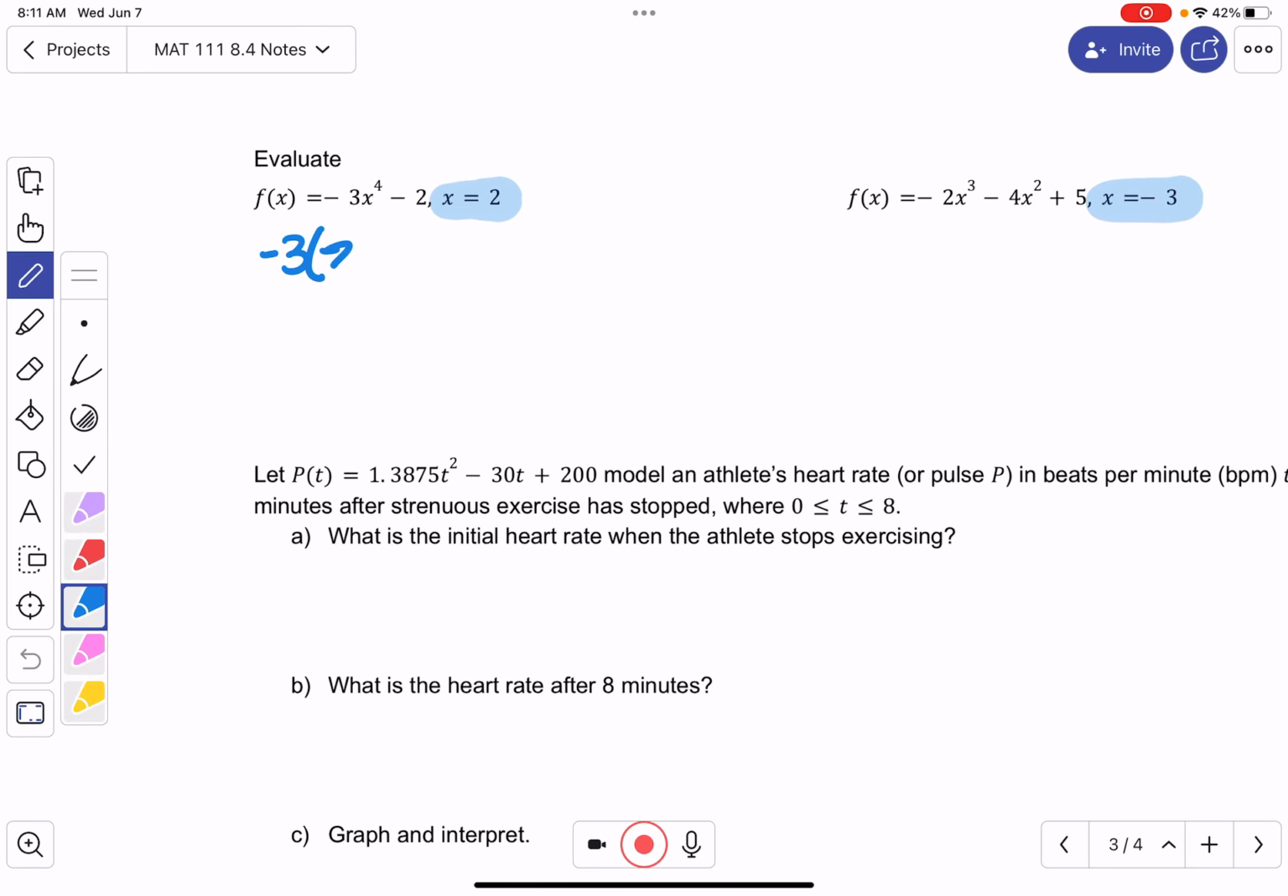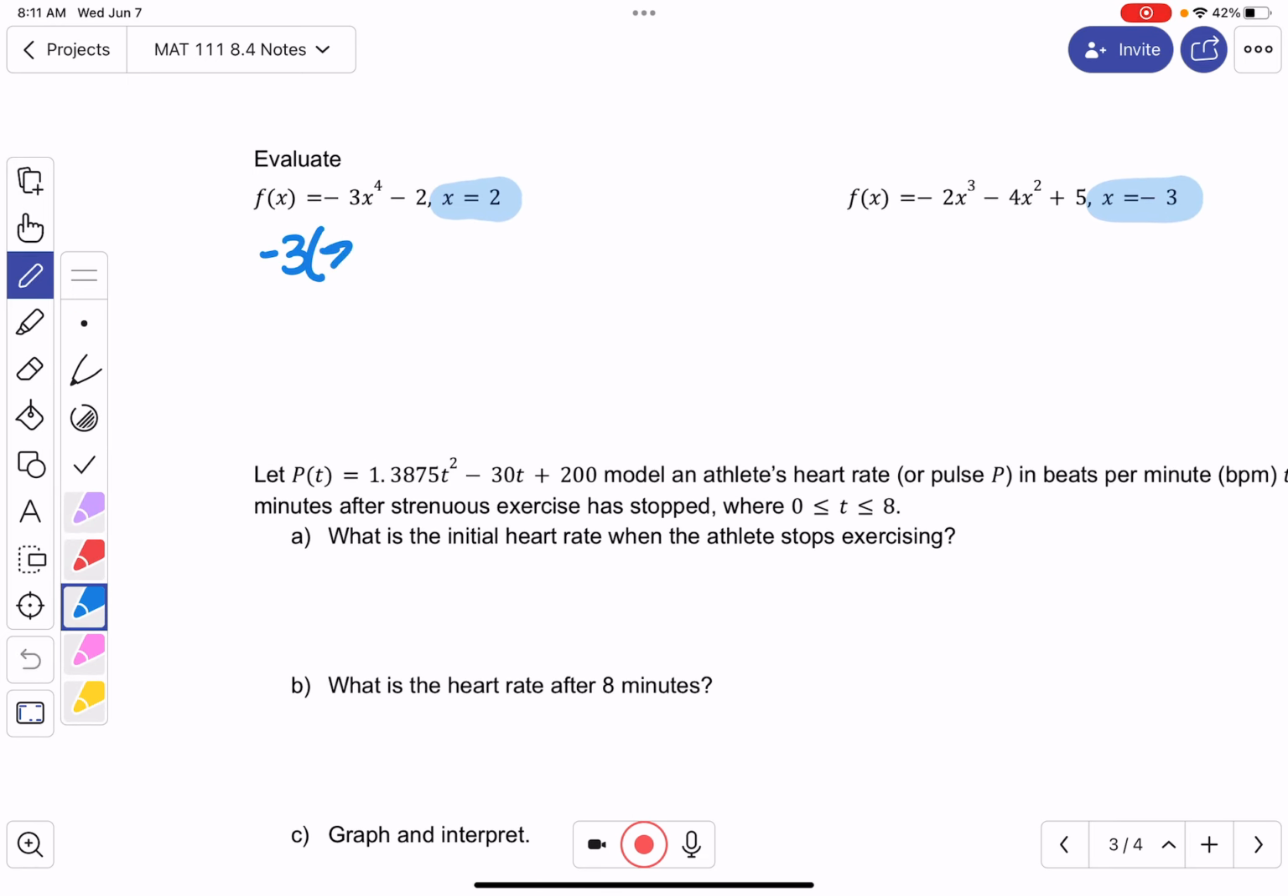Now for our window, we're going to use the numbers they give us. So we're going to say 0 to 8 for our x, because those are the times they tell us to use. And then our y minimum is 48, so I'm going to say 40. And our max is 200, so let's just say 210, so we can see what happens above that. Then we hit graph.